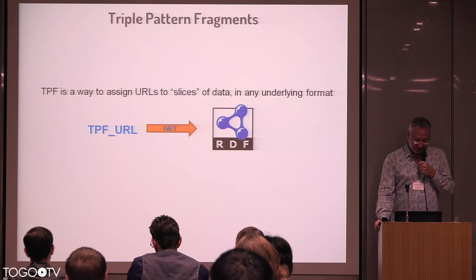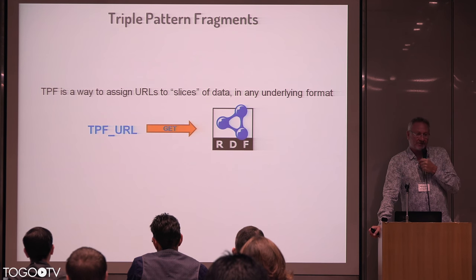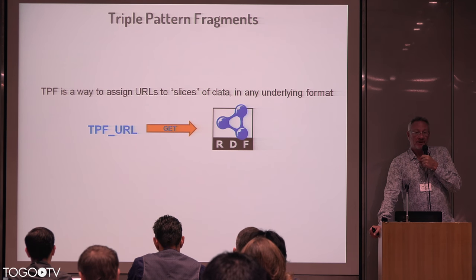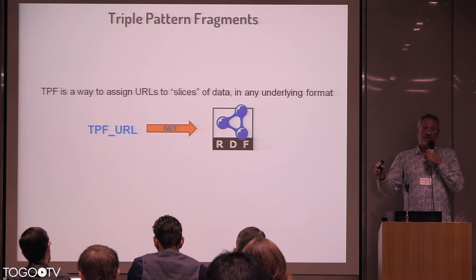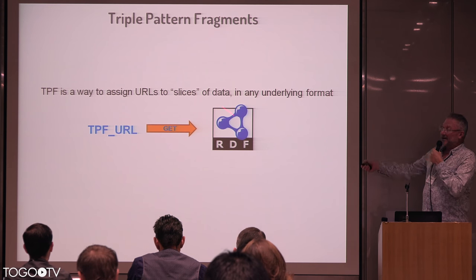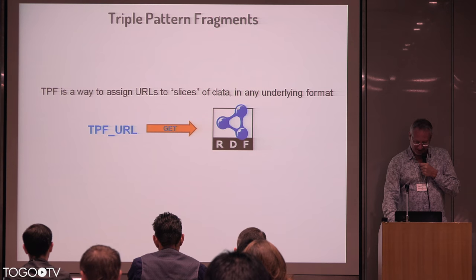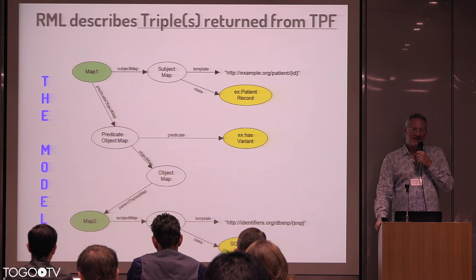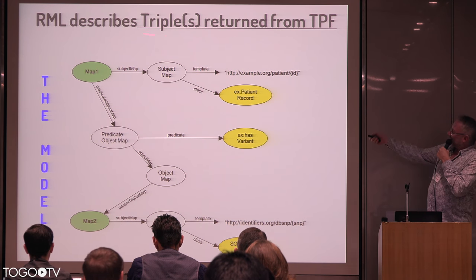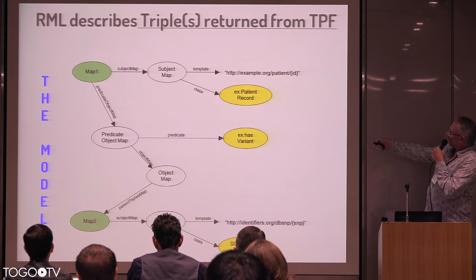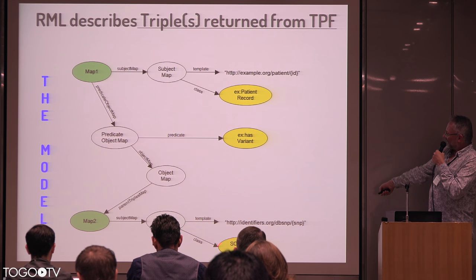I won't talk in detail about those because there's not time, but TPF is really a way to assign a URL to anything. In this case, we use it to identify slices of data. Regardless of the underlying format of that data, we simply represent that data as a URL. And so if you call GET on that URL, you're going to get RDF regardless of what the original format was. RML is a way to describe triples. So I can say, look, I am going to give you RDF, and this is a model of the structure of that RDF. So in this case, the subject is going to be a patient record, the predicate is going to be has variant, and the object is going to be a SNP.